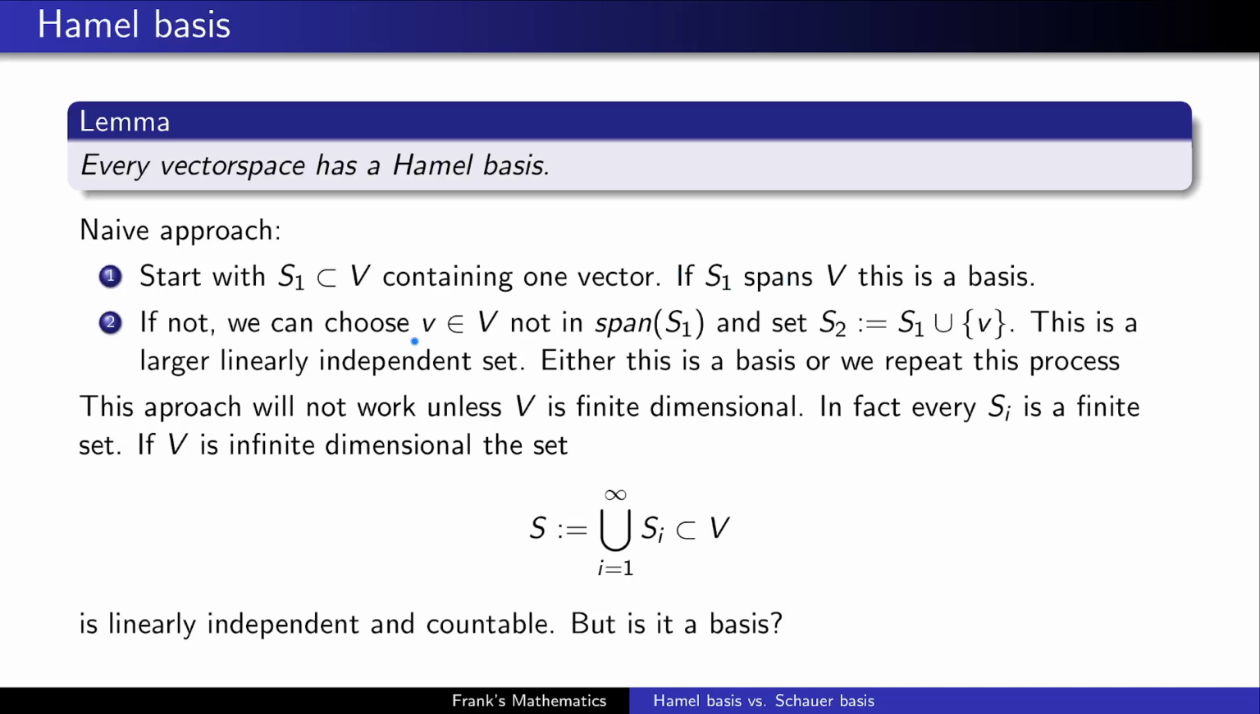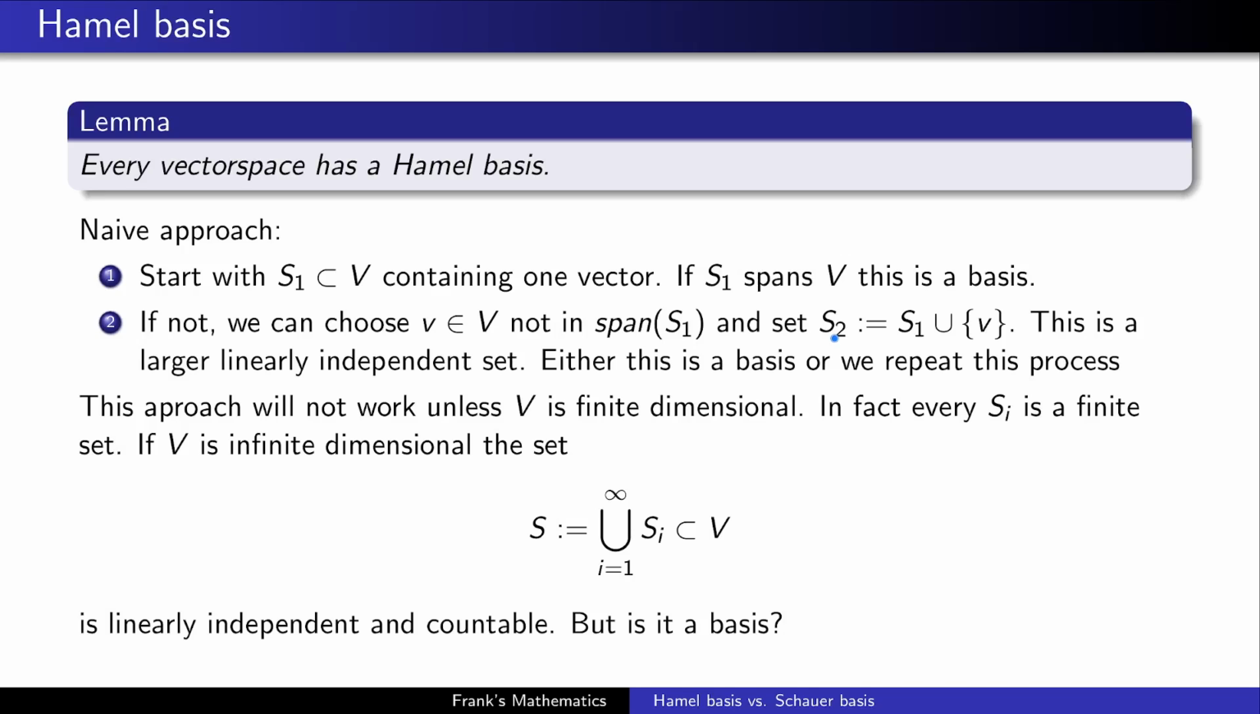well, then we can find a vector v which does not lie in the span of S1. Well, and then we append this vector to our set S1 and call this S2. By construction, this is now a larger linearly independent set. And again, either this is a basis or we can repeat this process. Well, if V is finite dimensional, this process will stop at one point and will give us a basis.